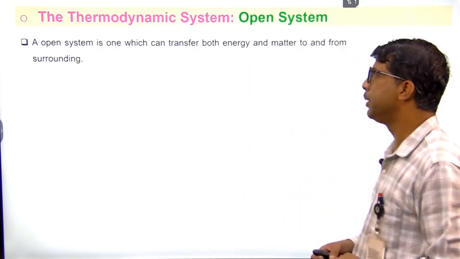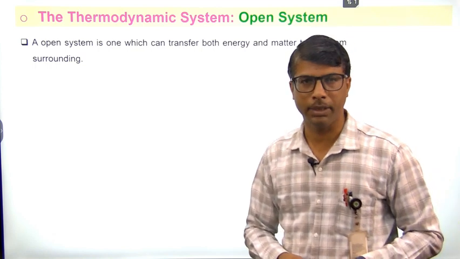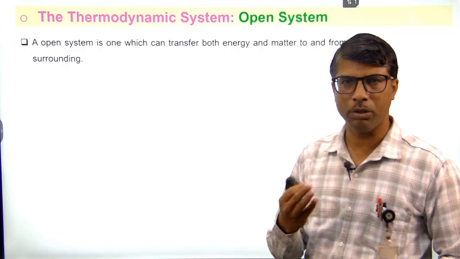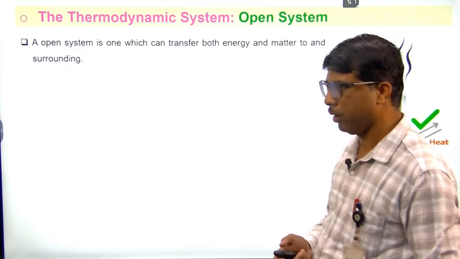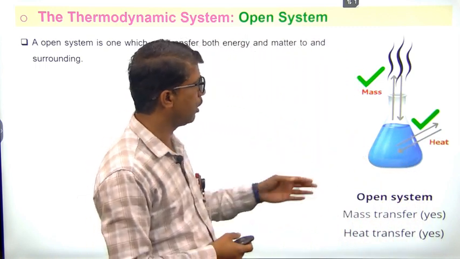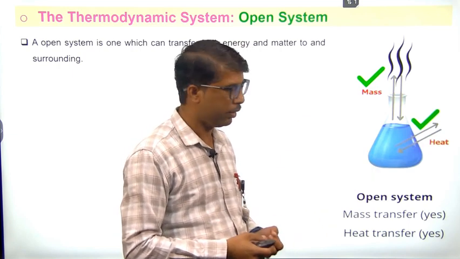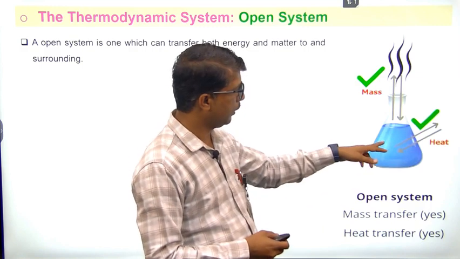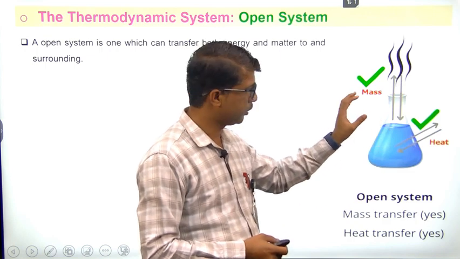As we have, an open system is one which can transfer both energy and matter to the surrounding and from the surrounding. In order to understand this, let's start with one example from chemistry. Here we take water in a conical flask, and when we heat that water-containing conical flask, the heated water is the system and the conical flask is the surrounding.